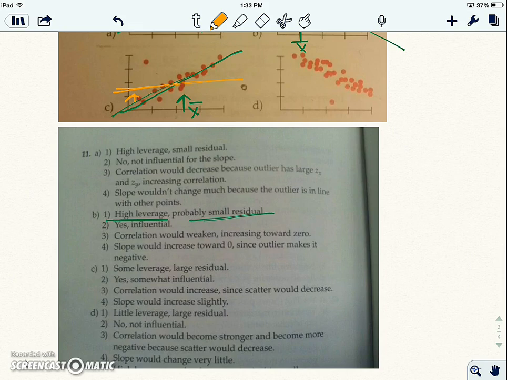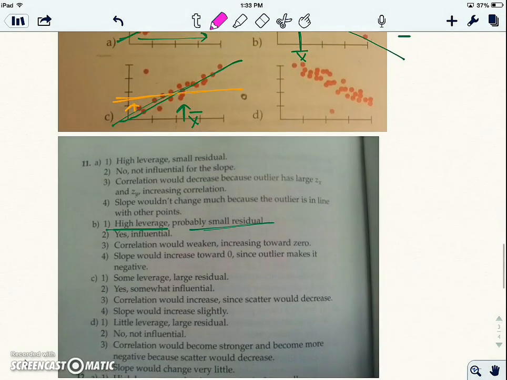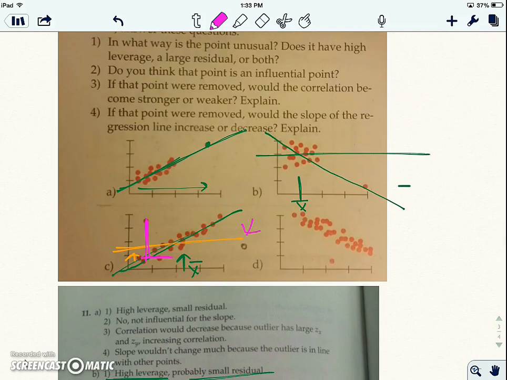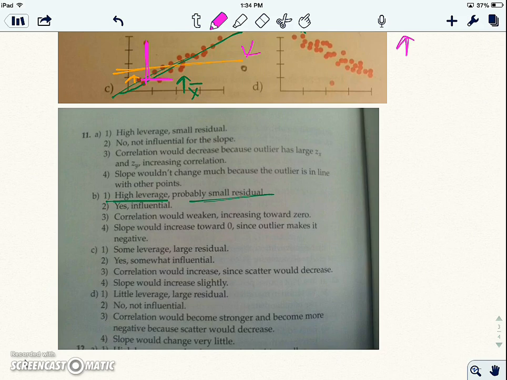It says there is some leverage and it has a large residual. Obviously, if you follow the line of best fit, look how far away it is from this one or this one. It's a large residual, and it has some leverage from the average x. Somewhat influential. I mean, it moved the line a little bit, but not nearly as much as this one did. The correlation would increase since scatter would decrease.